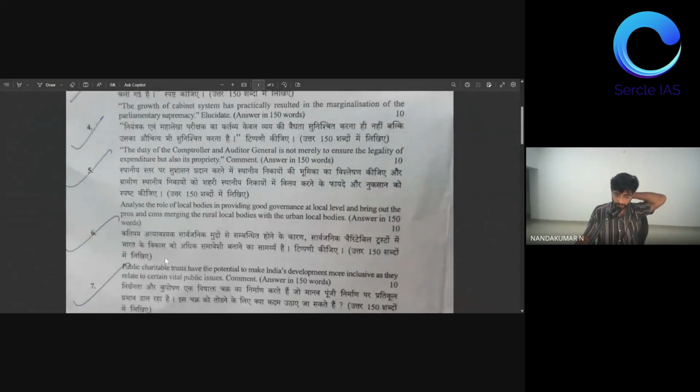Just see the next question. Public charitable trusts have the potential to make India's development more inclusive as they relate to certain vital public issues. This is from social justice, I would say, these development processes and developmental organizations. Extension of polity only, right? Informal groups or formal groups, public charitable trusts, etc. The extension of polity only, development and inclusivity or inclusive policies, etc. Very much connected to polity, but this is from social justice, so it is not from polity.